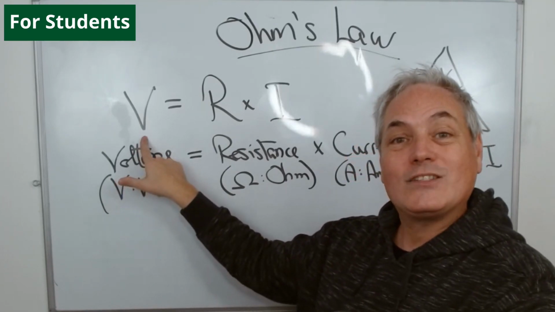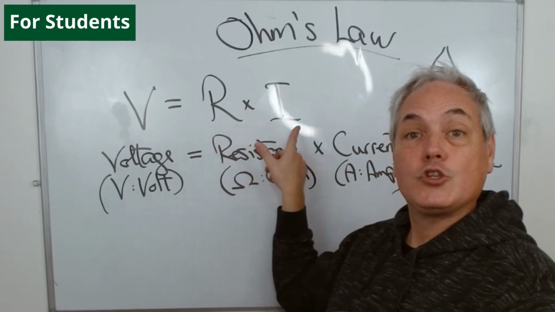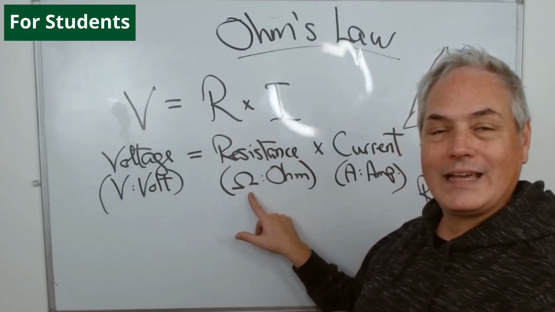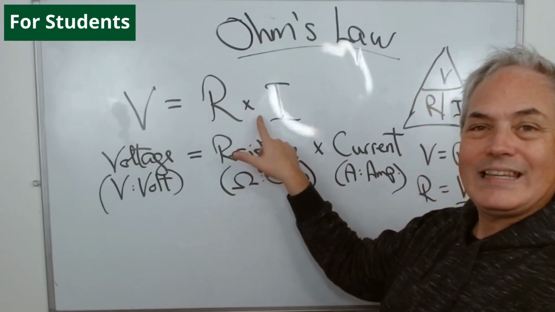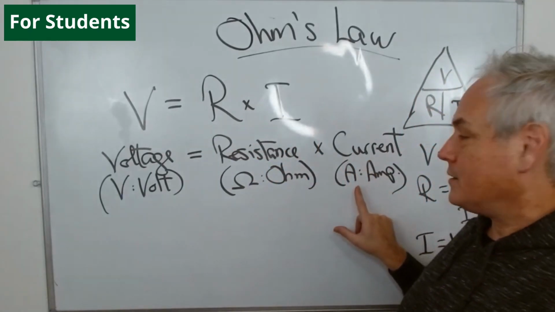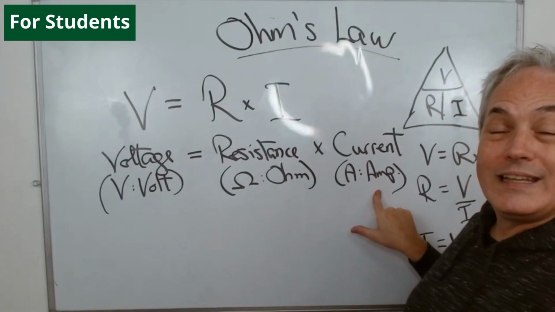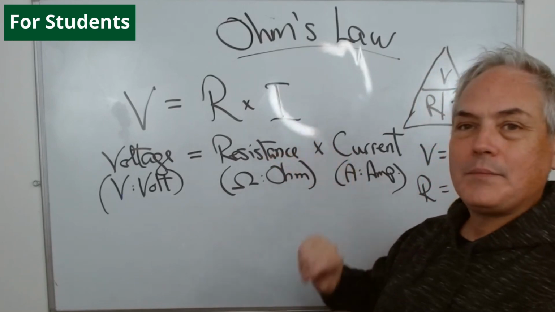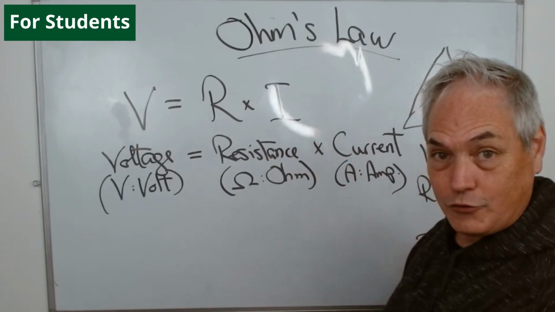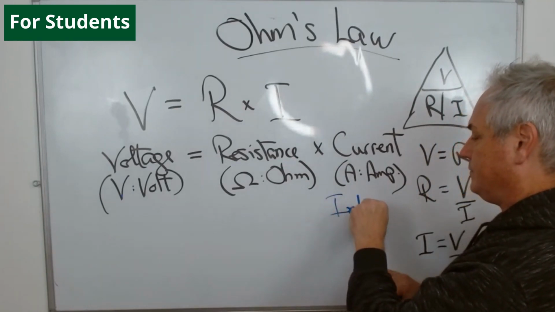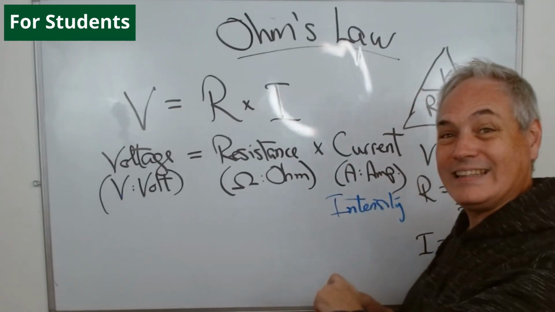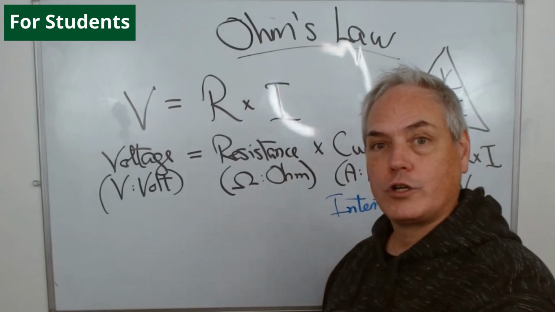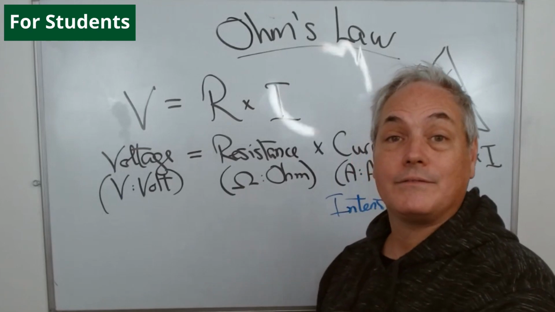Here, the voltage is always equal to the resistance times the current. R stands for resistance, with the symbol omega for ohms as a unit, times I, which is the current, with A as a symbol, and the unit is amp. Some of you will say, why do we have I for current? Because I stands for intensity of current.